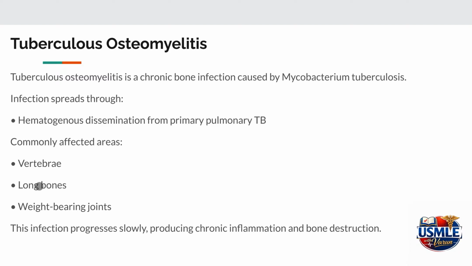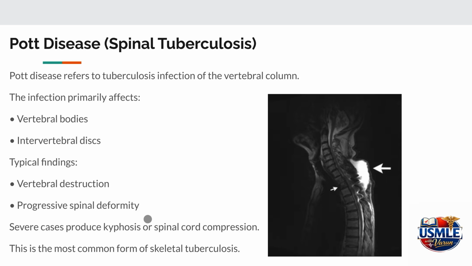The most commonly affected sites include vertebrae, long bones, and the weight-bearing joints. Whenever a question mentions chronic bone pain combined with systemic symptoms of tuberculosis, it should raise a suspicion for skeletal tuberculosis. One of the most important forms of skeletal tuberculosis is Pott's disease, which refers to tuberculosis infection of the vertebral column. In this condition, the infection typically begins in the vertebral bodies and may spread to the adjacent intervertebral discs. As the infection progresses, it might cause progressive destruction of the vertebrae.